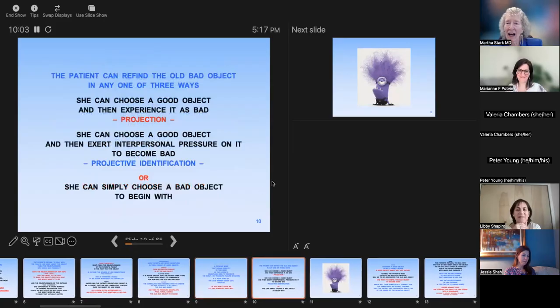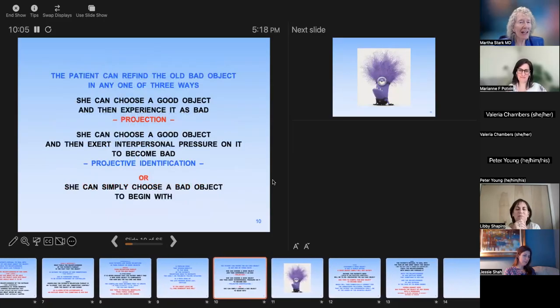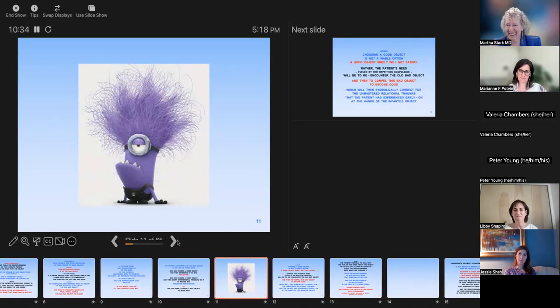Next, please. The patient can refind the old bad object in any one of three ways. She can choose a good object and then experience it as bad: projection. She can choose a good object and then exert, in the words of Thomas Ogden and others, interpersonal pressure on it to become bad: projective identification. Or she can simply cut to the chase and choose a bad object to begin with. That's the bad object.